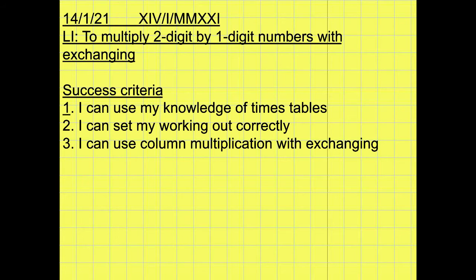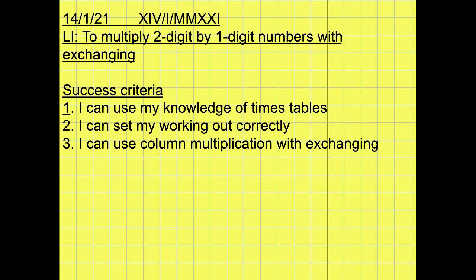Okay, so today you're going to be continuing multiplying 2-digit and 1-digit numbers with exchanging. So we're going to the next step. So you're going to be using the same model of column multiplication, but we're adding in trickier numbers. Okay, so you're going to need to be using your times table knowledge. Like I said before, if you're finding it tricky, use the multiplication grid to help you.